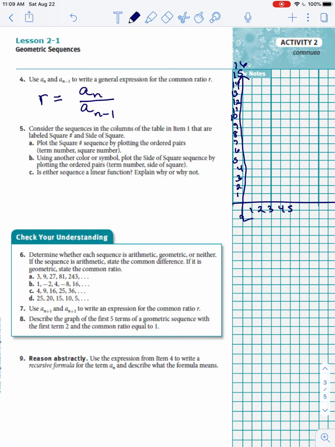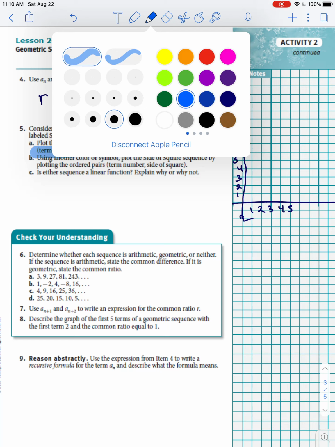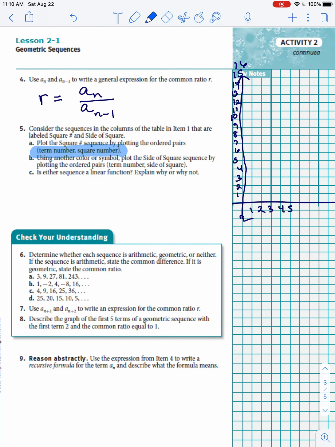We're actually going to do 2 different graphs here. We're going to plot the square number sequence by plotting the ordered pairs term number and square number. The first one I want to do is term number and square number. I'll keep that one in blue so that matches. So the first term and then the square number: the first term was 1, and the square number was 1, so 1, 1. Oops, let me get out of the highlighter for a second. There we go. Go back to the pen.